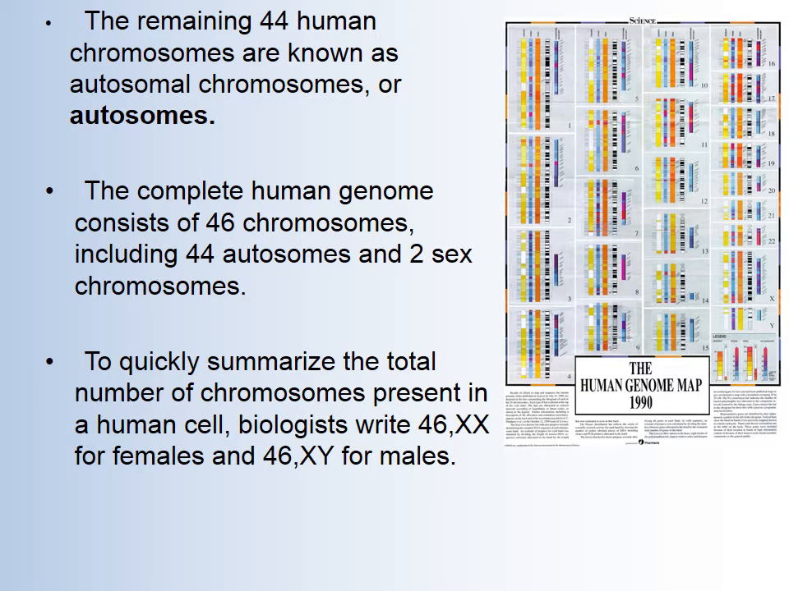Now, when you're looking at a karyotype, biologists will write it as the number of chromosomes, comma, XX or XY, depending on if it's a female or a male. Now, it is possible to only have 45 chromosomes or 47 chromosomes, and we're going to talk about that later on. But just know that a normal female would be a 46XX, and a normal male would be a 46XY.